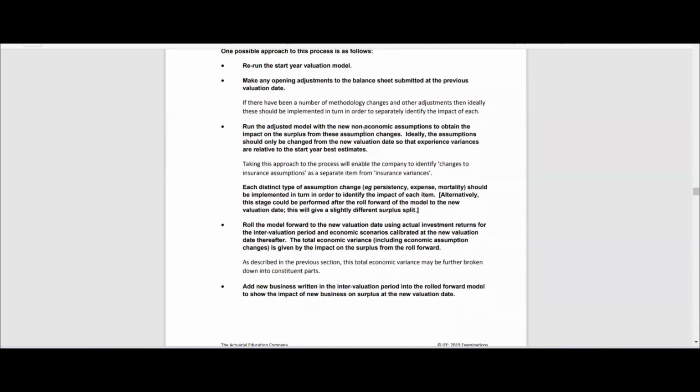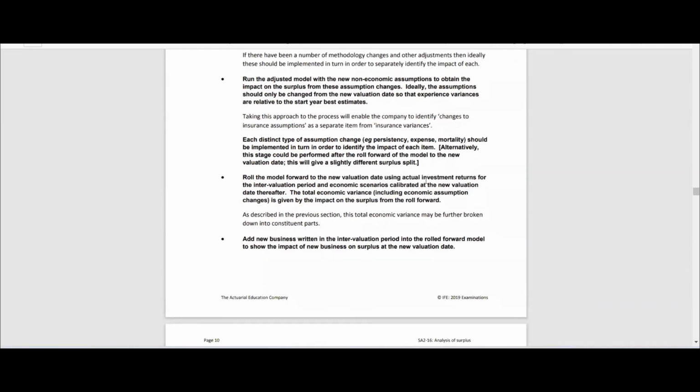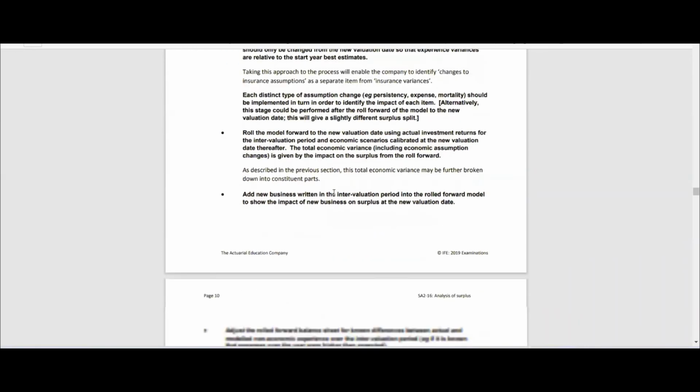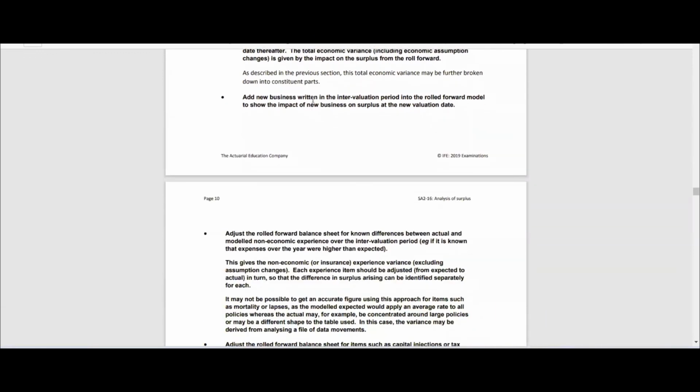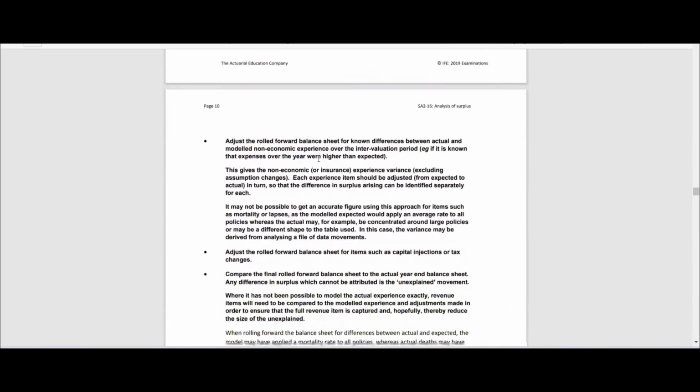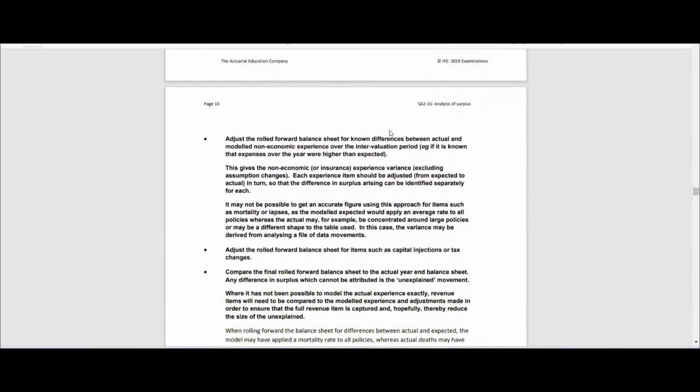Run the adjusted model with the new economic assumption to obtain the impact on the surplus from the assumption changes. Roll forward the model to the new valuation date with actual investment, and see just the experience part, the actual part, right? Add new business written in this interim period. So new business would either reduce the asset or increase the asset depending on how it is written. Adjust the roll forward balance sheet to know the difference between actual and expected.